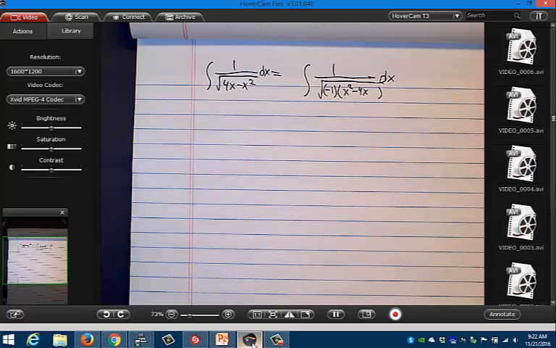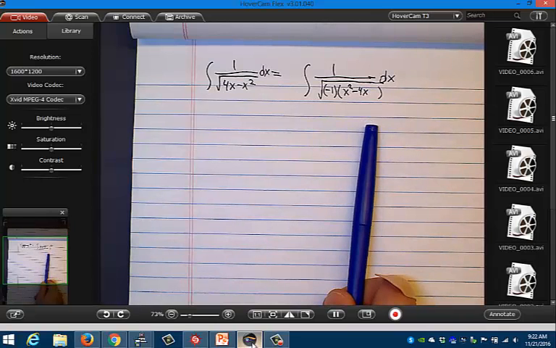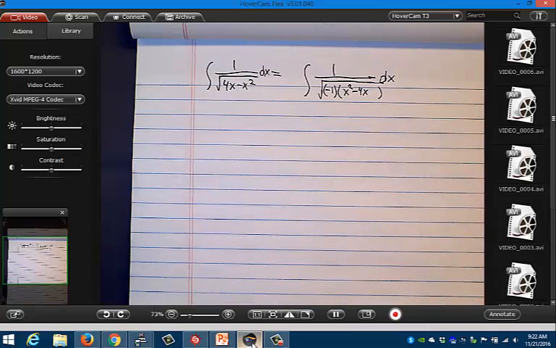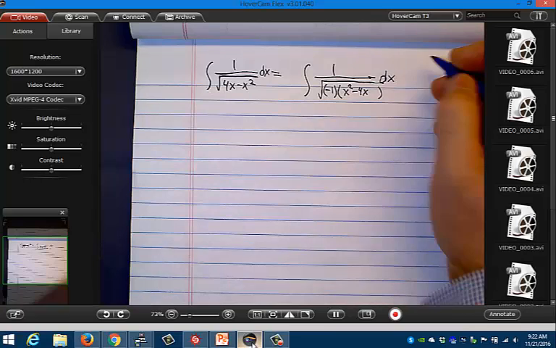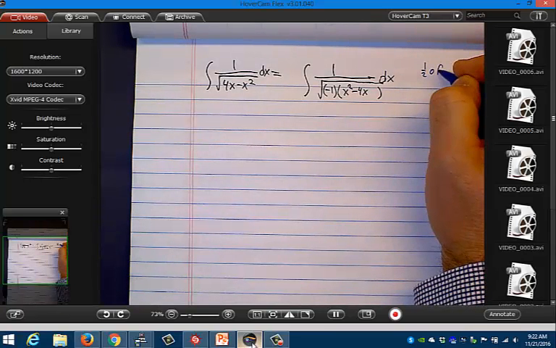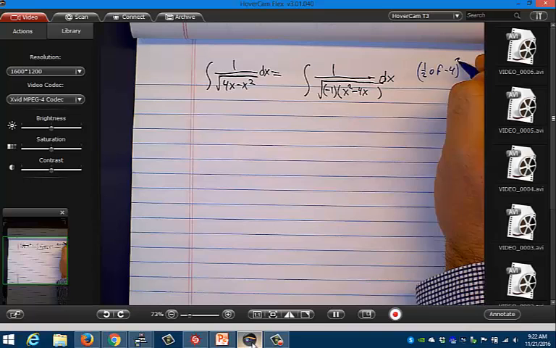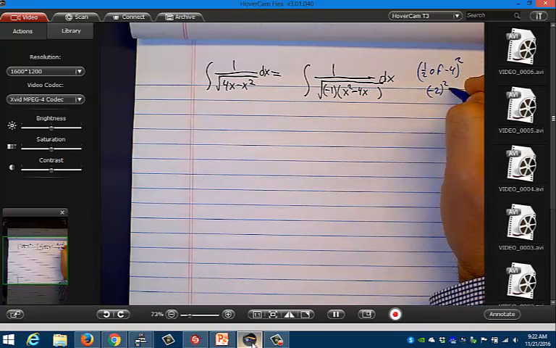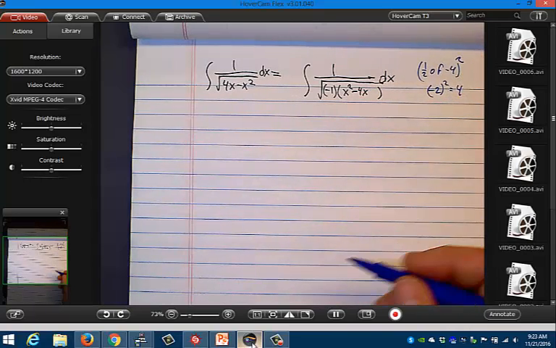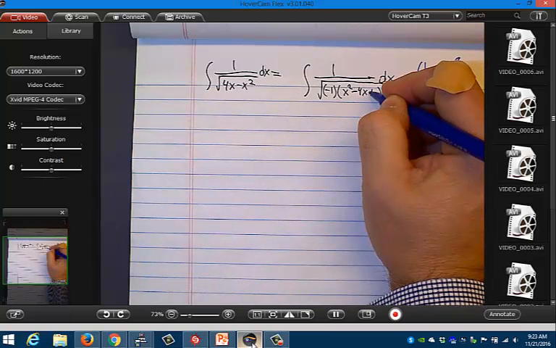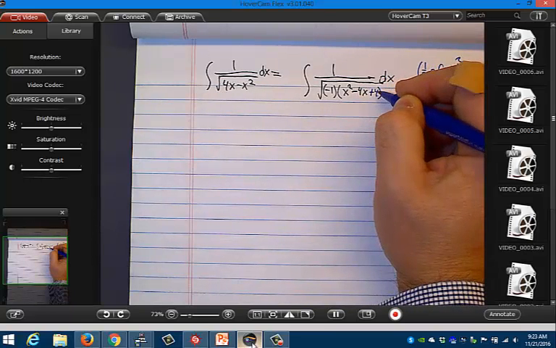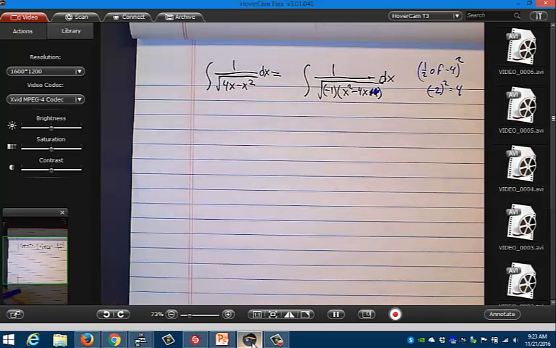Because what do you think I'm going to be doing here? Completing the square, absolutely. You want to complete the square on a problem like this. So how does that work? I do half of negative 4 squared. Negative 2 squared equals 4. So what I do is I add 4 here, right? Here, let me do that in the next step. It's getting a little messy.